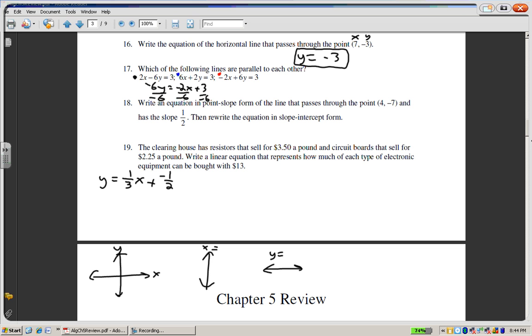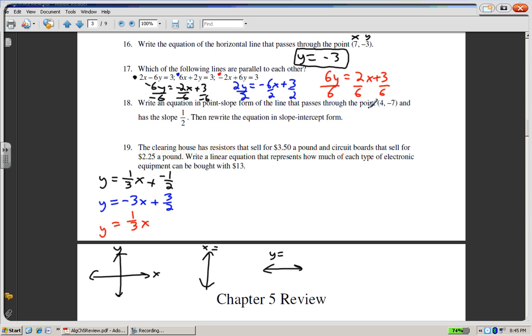As far as the blue goes, we're going to subtract 6x from both sides. Then divide by 2. So we have y equals negative 3x plus 3/2. Now for the red. Negative 2x plus 6y equals 3. We're going to add 2x to both sides and divide by 6. So we have y equals 1/3 x plus 1/2.